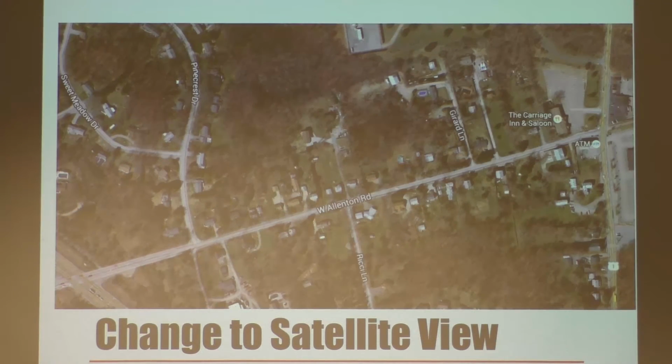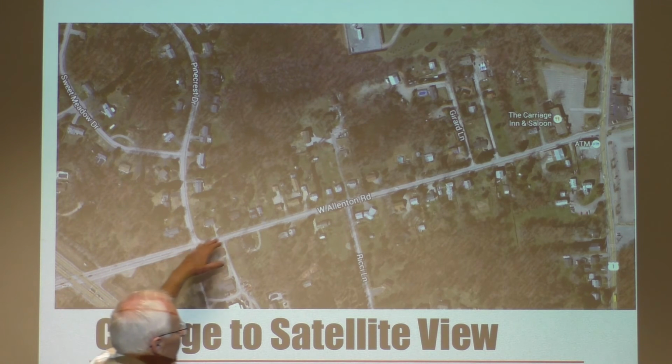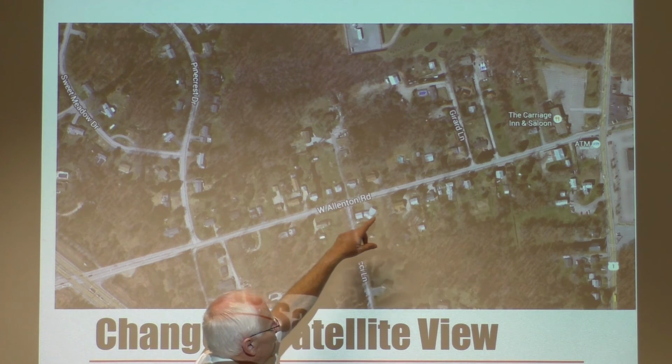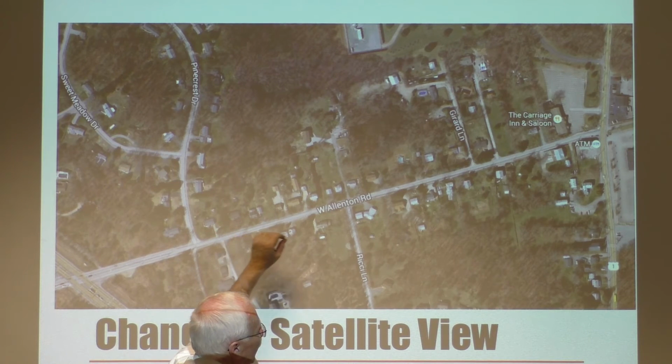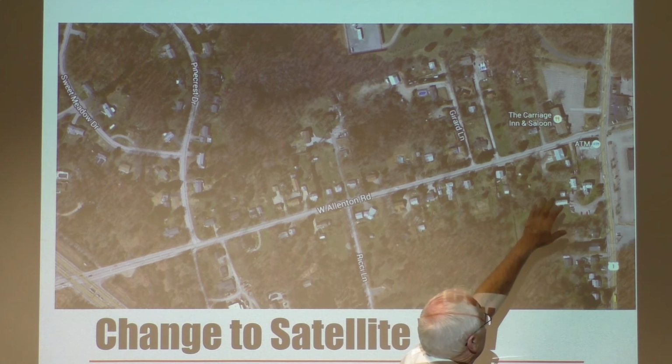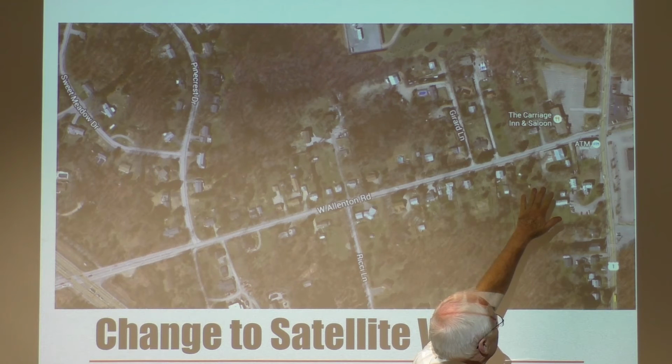I switched this over to a satellite view out of Google Maps to show the road. Found out it was very short. Now there's a couple of things you can look at and start to tell about this property. This road is straight and has a bunch of houses on both sides. And it goes over here to an intersection where there's a commercial establishment.